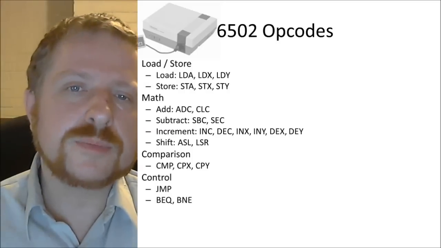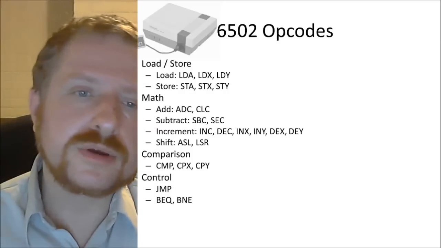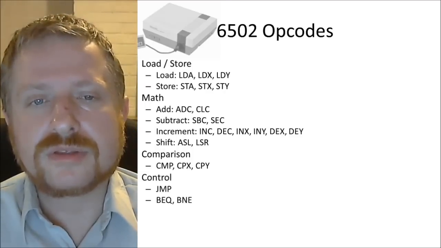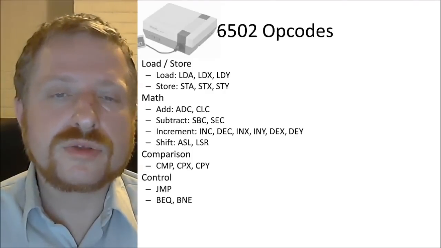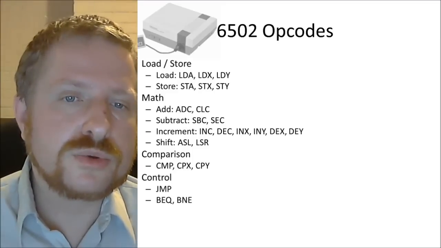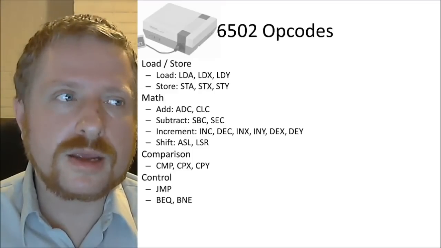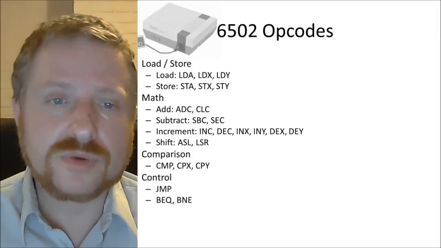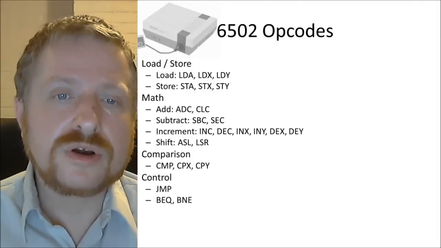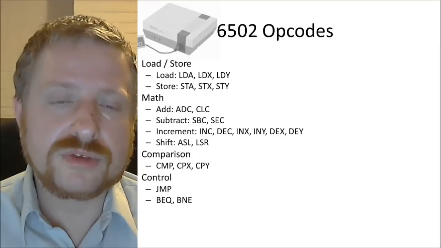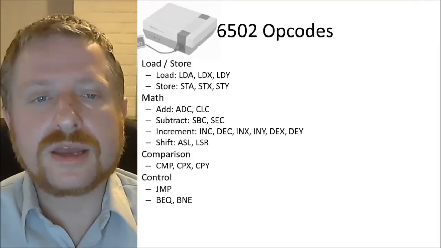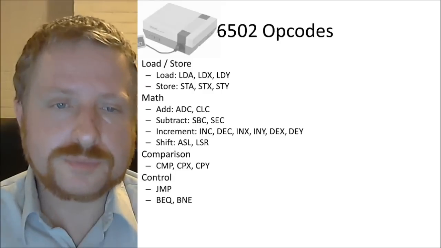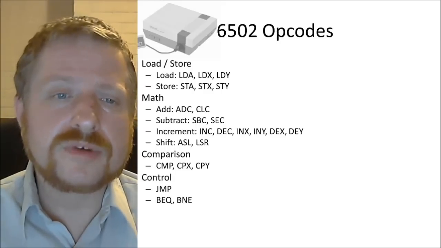So here's an example of some of the 6502 opcodes. You have your loads and stores, and basically these will load either a value or a value from an address into one of the 3 registers. These are the accumulator or the X or Y registers. And also you can take a value from one of those 3 registers and write it back out to the address space.